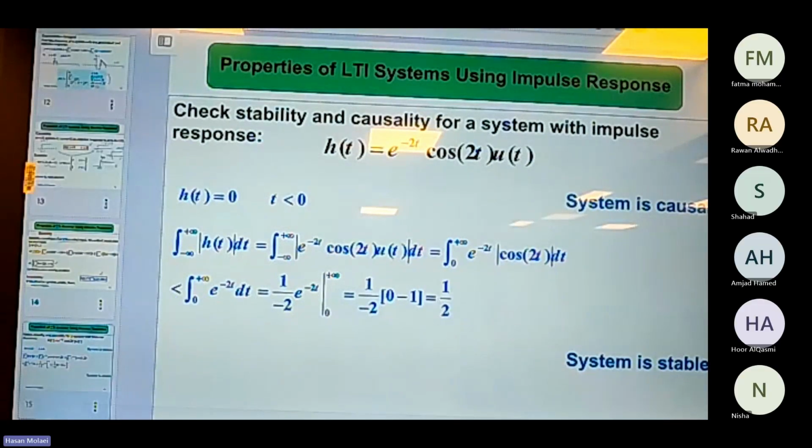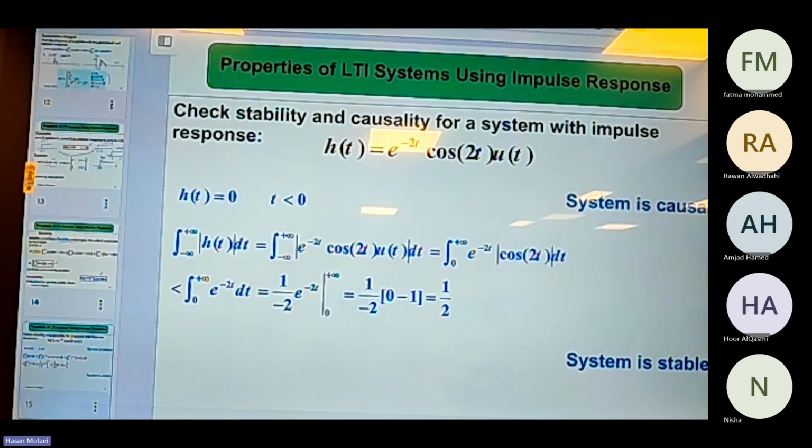We want to check the stability and causality of this system. Is it causal or not? Yes, it has the u(t). u(t) multiplied by anything means it would be 0 for t smaller than 0. So h(t) is 0 for t smaller than 0.